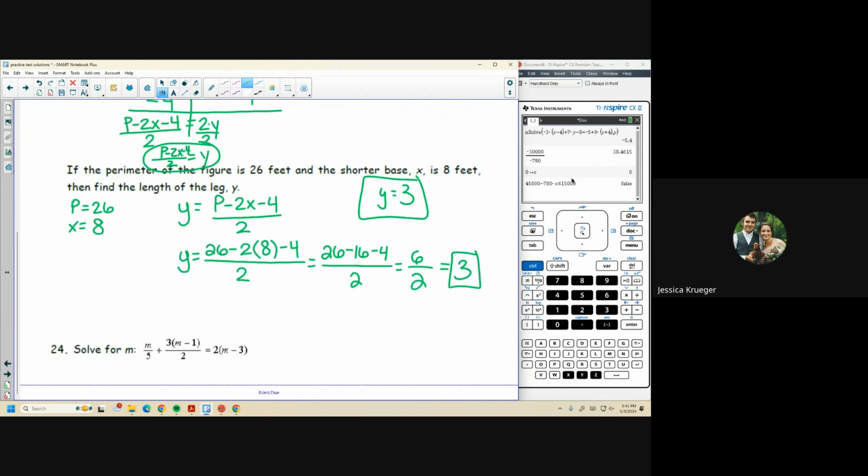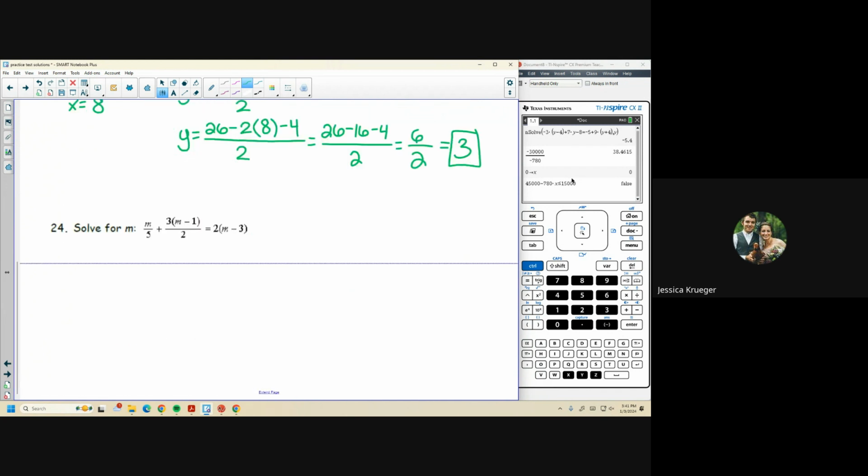24. Solve for m. Okay, this is a beautiful equation, but I want you to notice that there are some denominators here. When you've got fractions in your equation, and it's not just one fraction, but it's complicated, you're going to need to try to get common denominators.